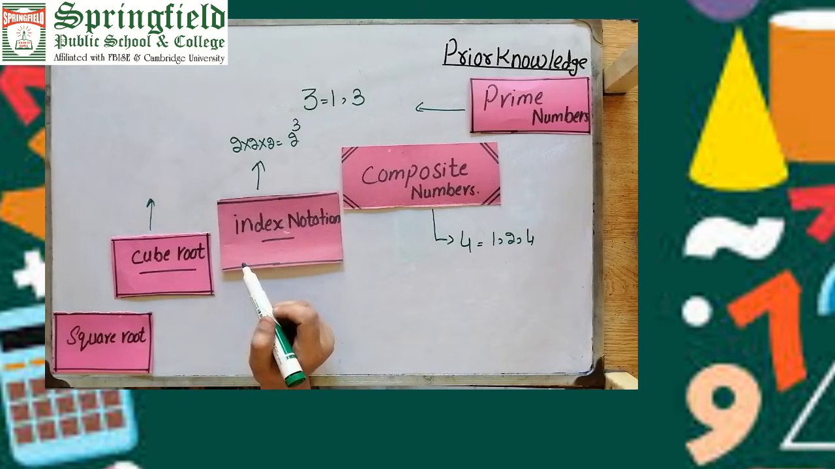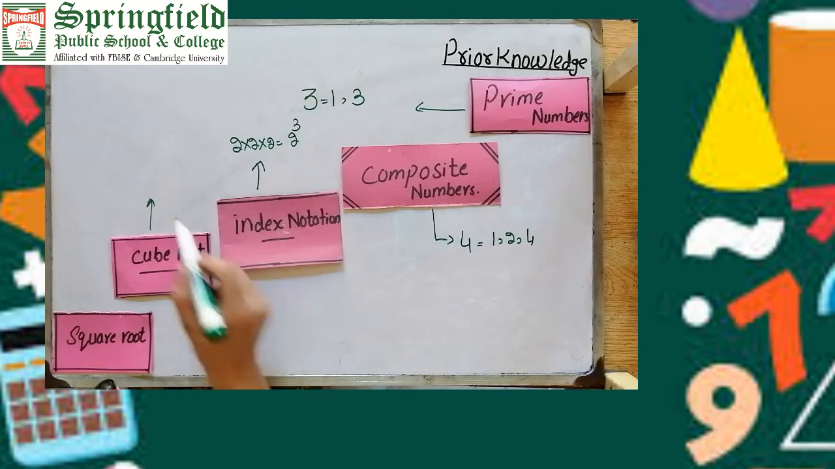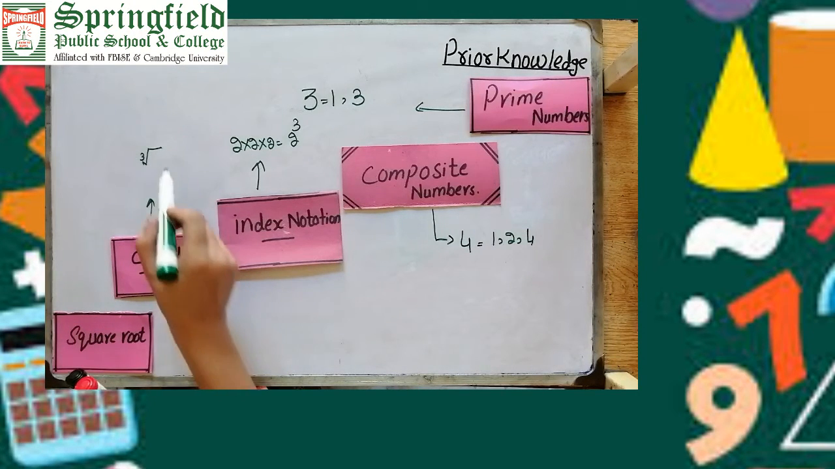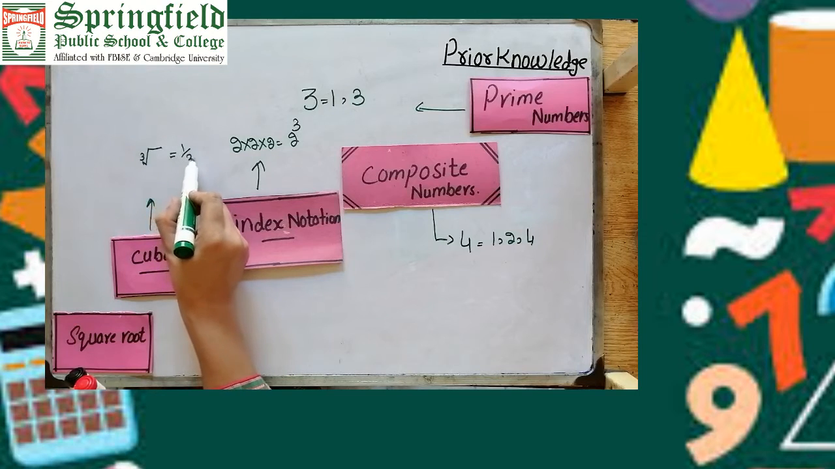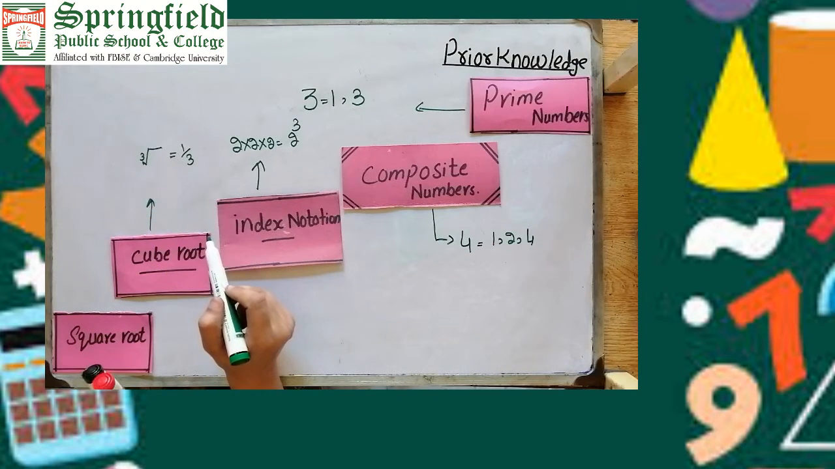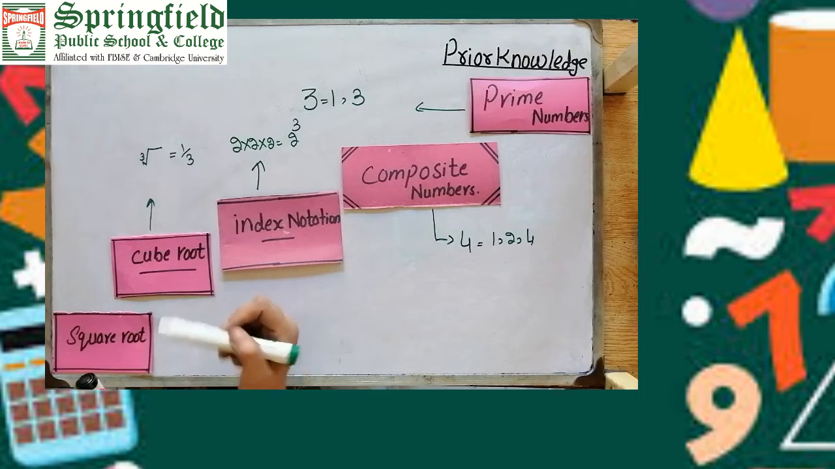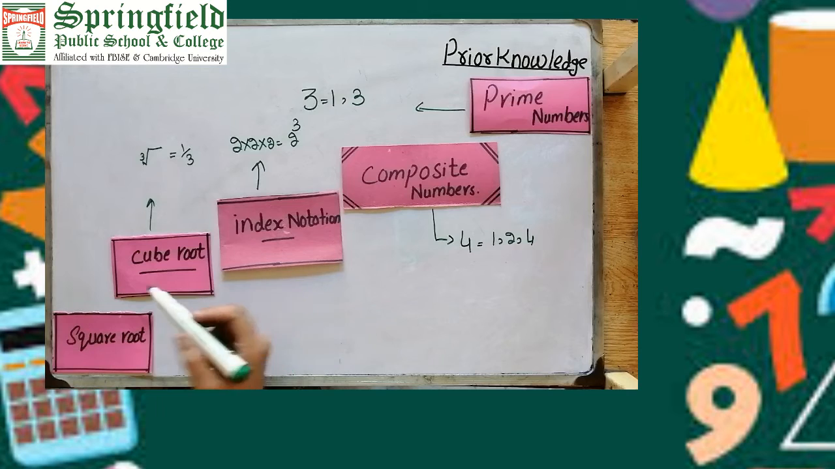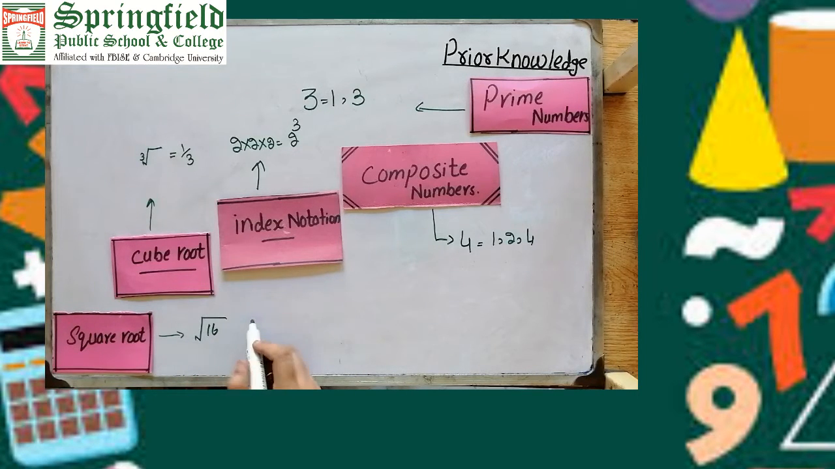Cube root. We also did the cube root and square root. The symbol of cube root is this one and its value is, as we already know, 1 by 3. According to the cube root we will find the cube root of any number. And the square root means we can find the square root of any number. The symbol of square root is this one and its value is 1 by 2.